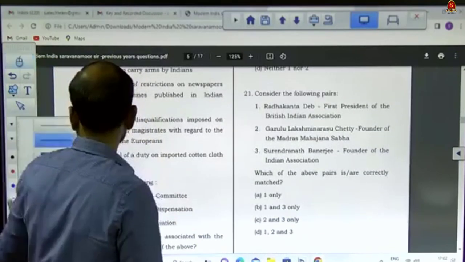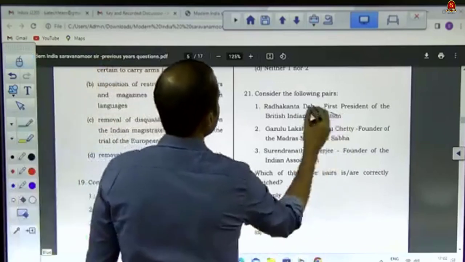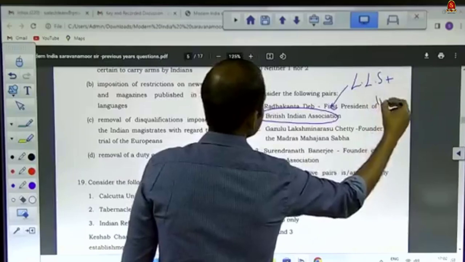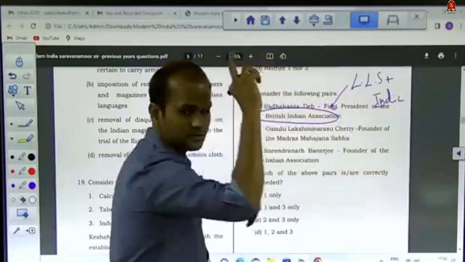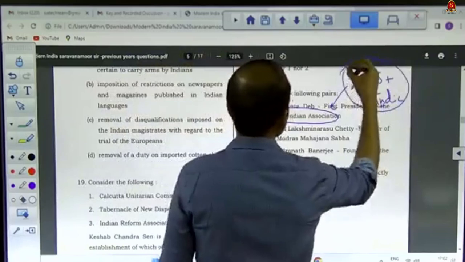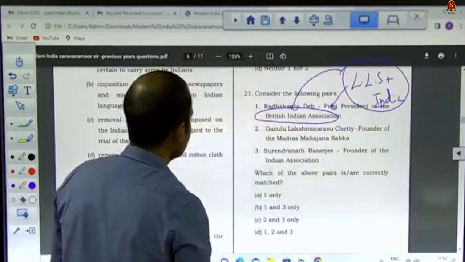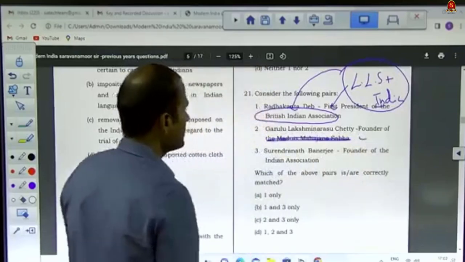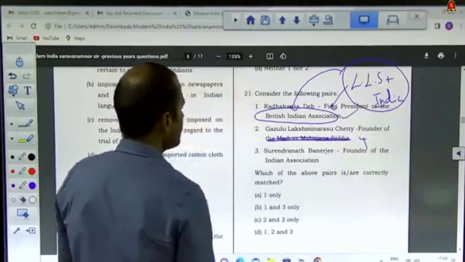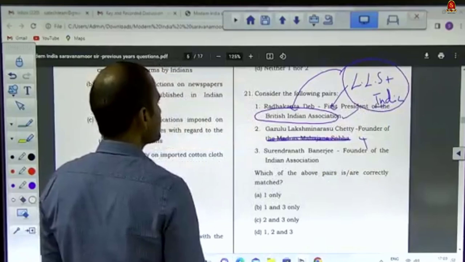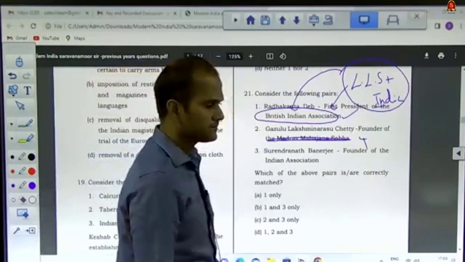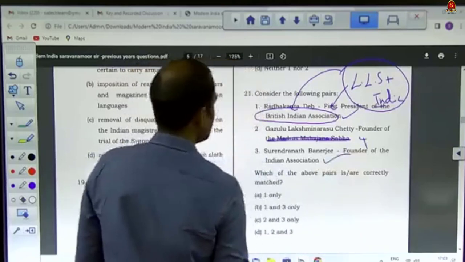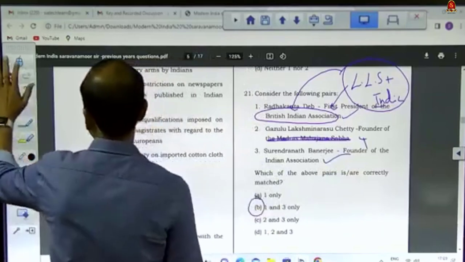Next, come to Radhakanta Deb, first president of the British India Association in 1850. How was the British India Association formed? Landlords' Society plus the British Indian Association. These two, not the East India Association. Don't mess it up with Dadabhai Naoroji. These two associations were joined together. British India Association. Gazulu Lakshminarasu Chetty, founder of Madras Mahajana Sabha? Wrong. Founder of the Madras Native Association. So the first is right, the second pair is wrong, because Madras Mahajana Sabha was related to G. Subramania Iyer, Veera Raghavachari, Ananda Charlu. Surendranath Banerjee, founder of the Indian Association. That is correct. And answer 21 is B, Bombay.